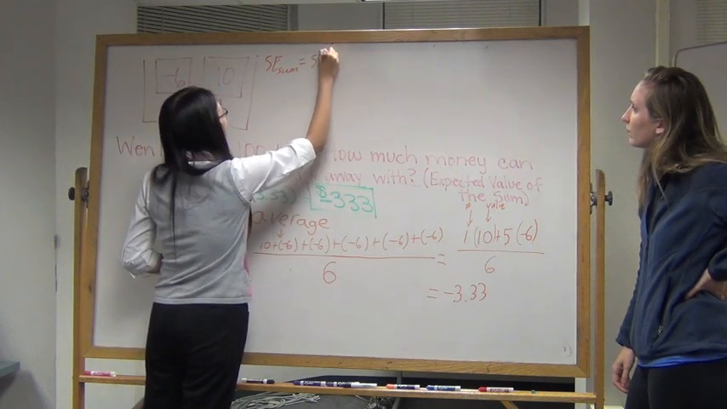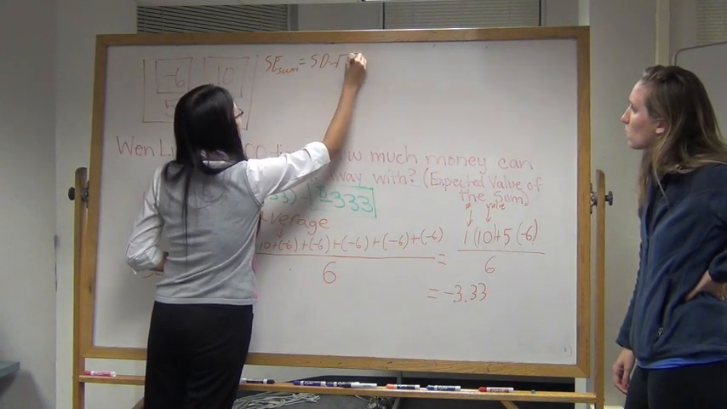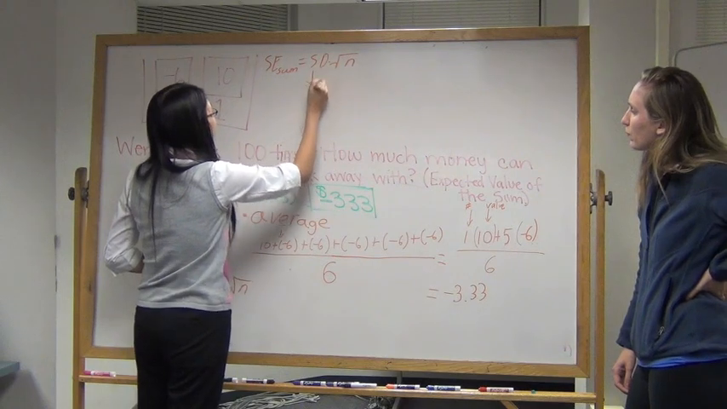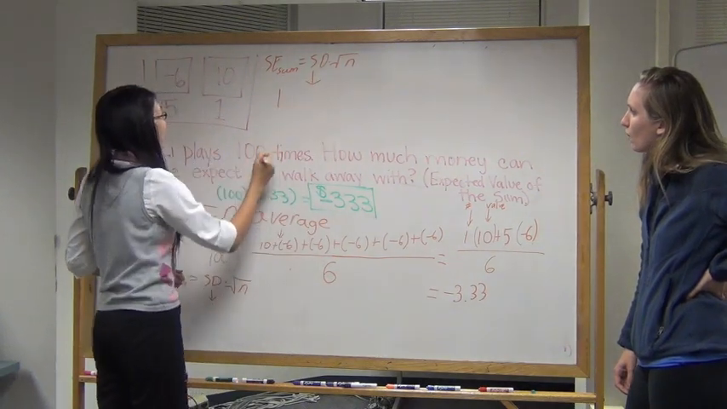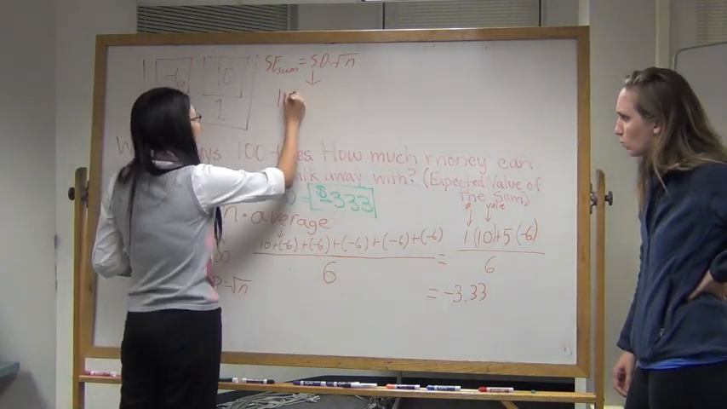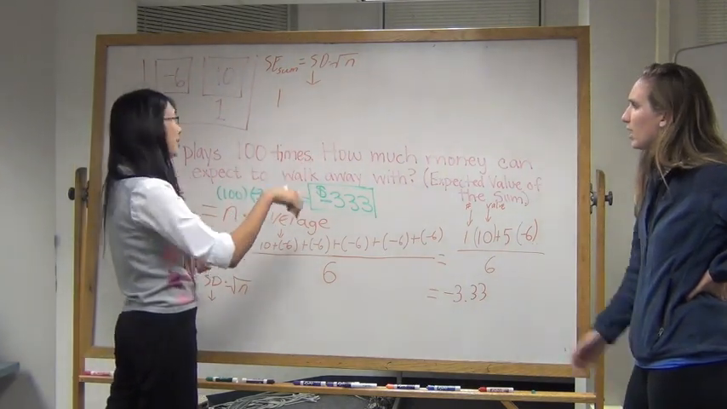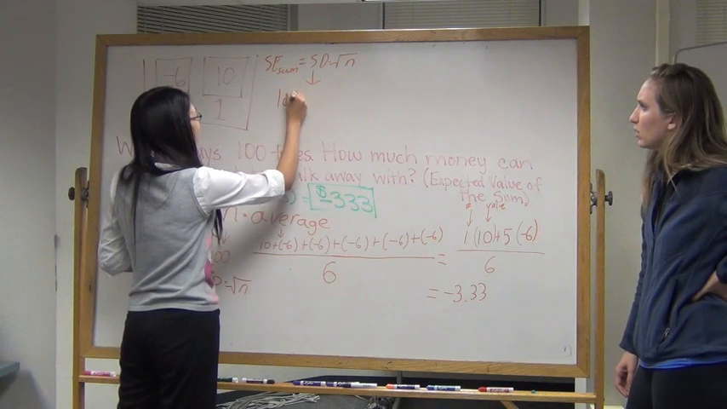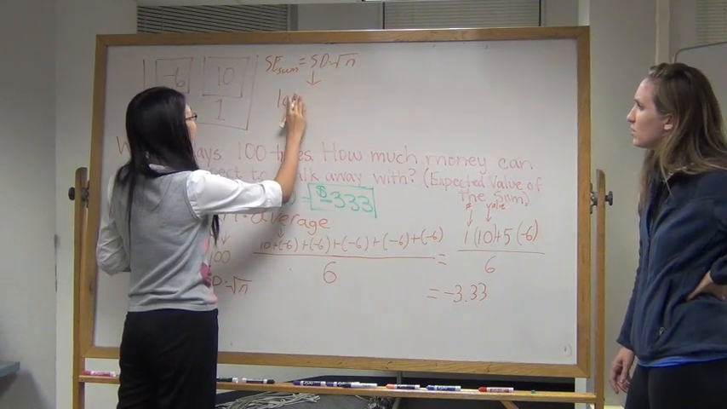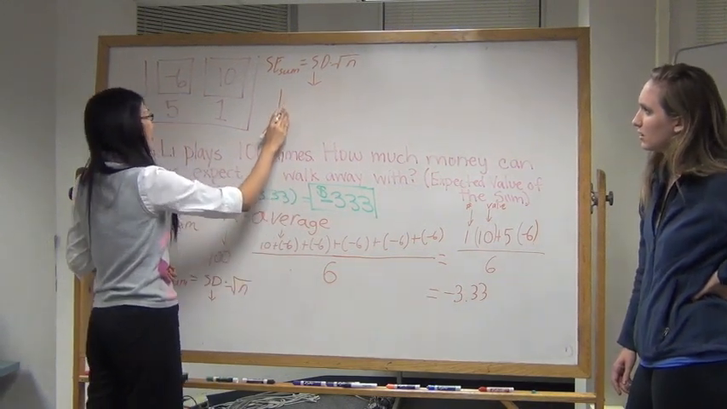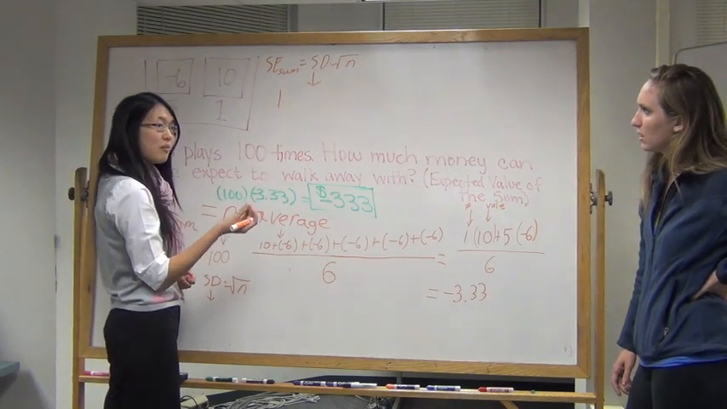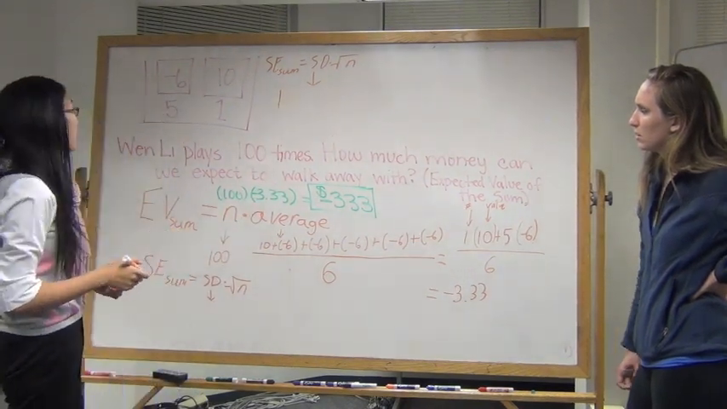SD times the square root of N, and we can actually say that the SD is simply the value of our ticket. Let's call that A, right? Do you want to call that A or B? Or maybe wins and losses. Wins and losses, okay. Let's just do it by the numbers on those tickets, that 10 and that 6.